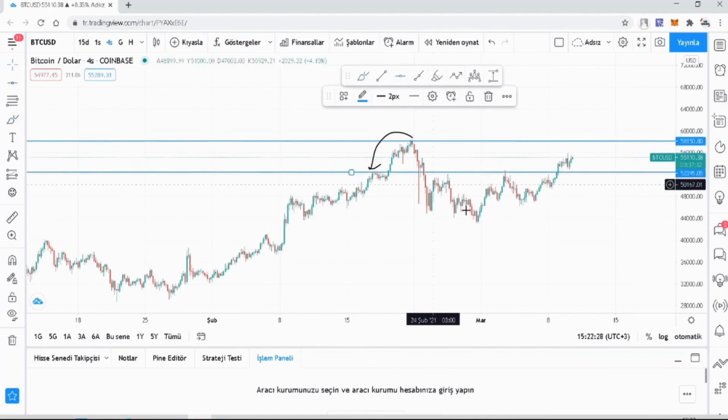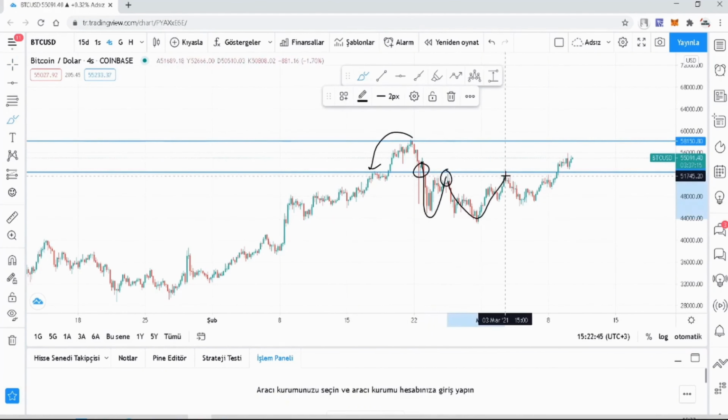There is also a support here. The previous peak always acts as support. As you can see, this has worked as support during the decline, and support has eventually appeared as resistance after a while. As you can see, it has come as resistance. Look, it has come in as resistance here.